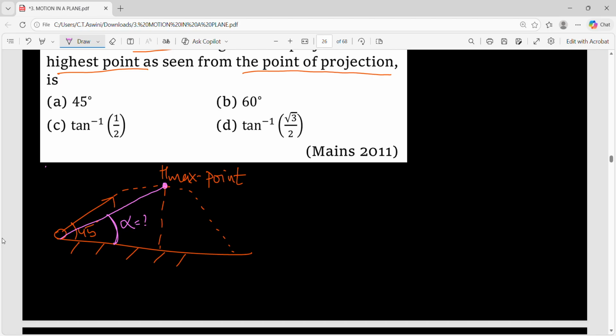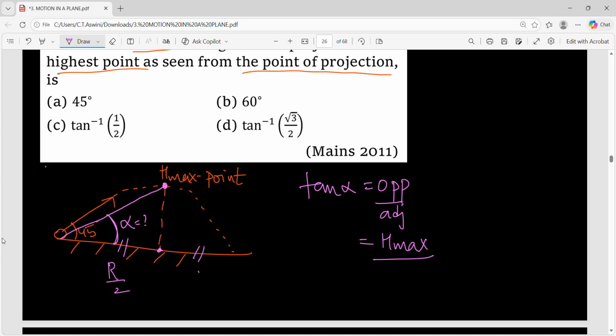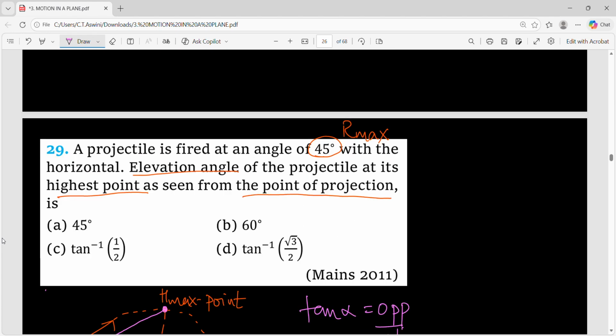Now, can I apply the tan theta concept? So tan alpha is equal to opposite upon adjacent. What is opposite to alpha? It is maximum height, h max, upon. What is adjacent here? For 45 degrees, the maximum height point on the x-axis divides the range equally, right? So this is R by 2 and this is also R by 2. So what is adjacent now? R upon 2. So just substitute the data.